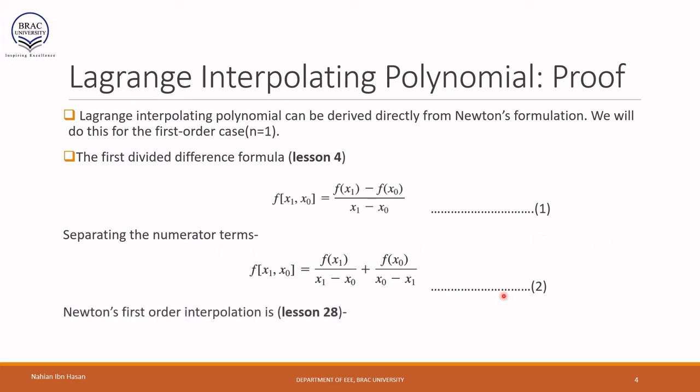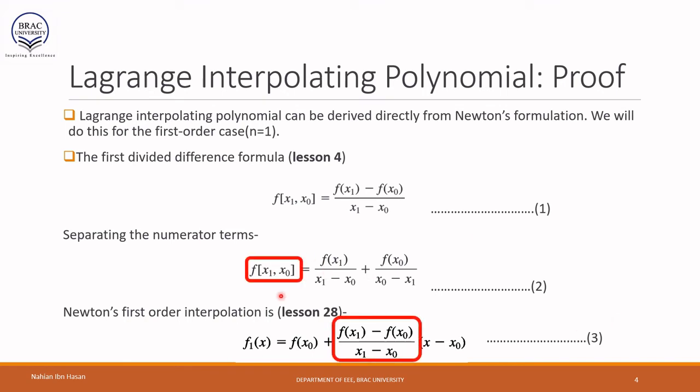So from lesson 28, that means the last lesson, if you remember Newton's first order interpolation formula, it looked something like this. So this is Newton's interpolation formula, and this is the formula that we have just found using the first divided difference formula. Okay, so look at this, the f of x1 comma x0, the first divided difference formula, actually appears in Newton's first order interpolation formula.